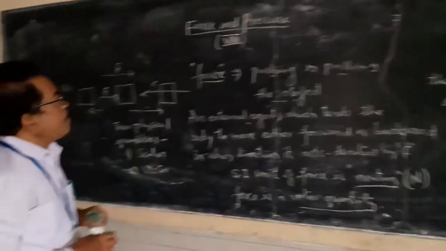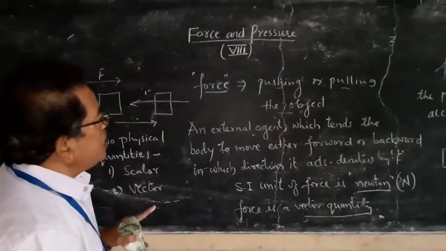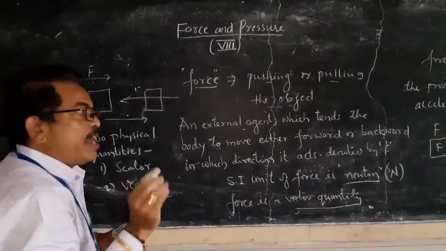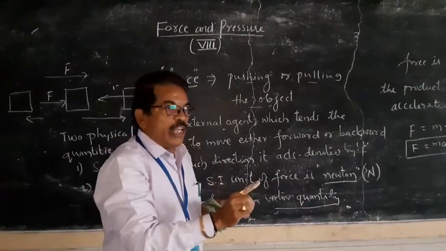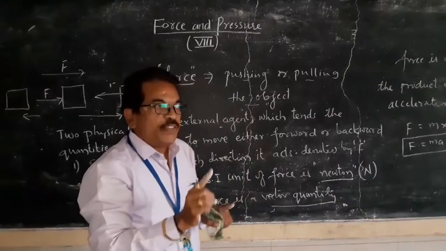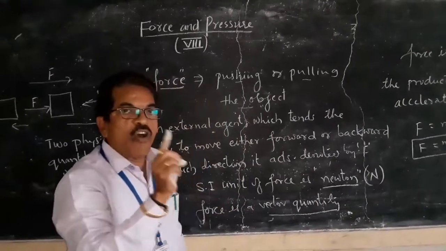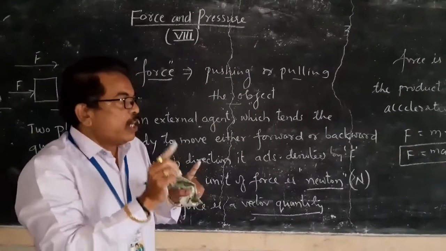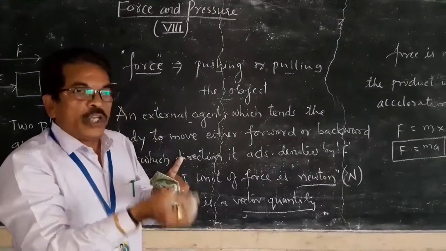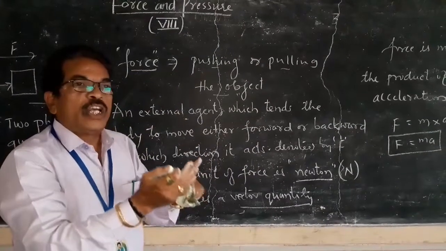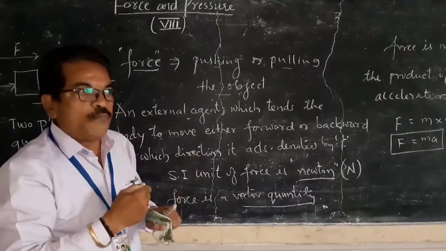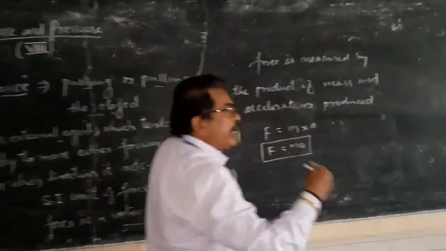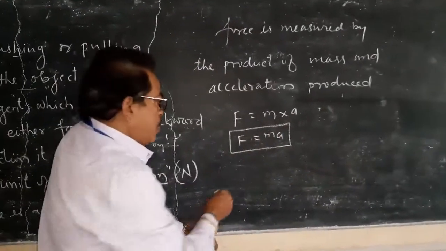Is force produced when only one object is there? No, never. Whenever there is an existence of force, there must be an interaction of two objects. No force is produced if there is no interaction of two objects.